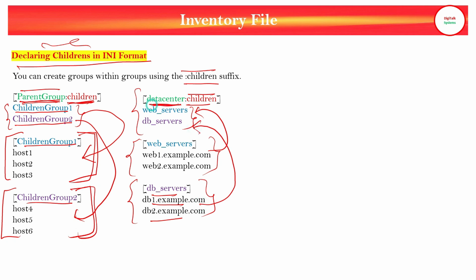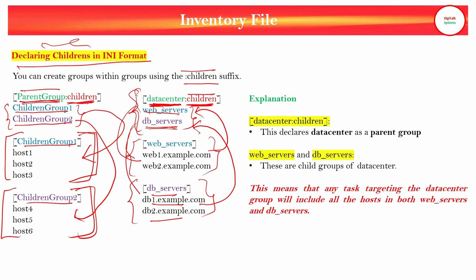So this is our parent group name, and children means this is the parent group where we have defined the different children, and these are the children, right? It's very simple. So this is the explanation of what I have explained to you. Data center colon children declares data center as the parent group, and web_servers and db_servers are the children of this particular group.